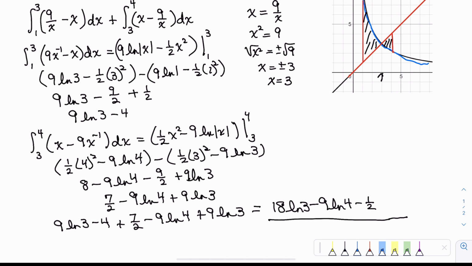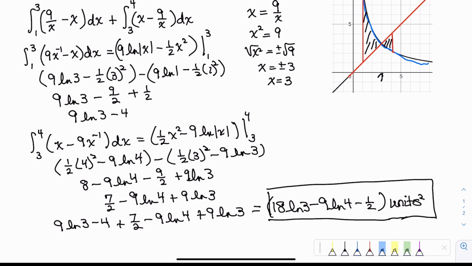And that is in square units, and that is our area. The total area between the graphs of f(x) equals 9/x and g(x) equals x on the interval from 1 to 4. And it's an example of when you have intertwining curves.